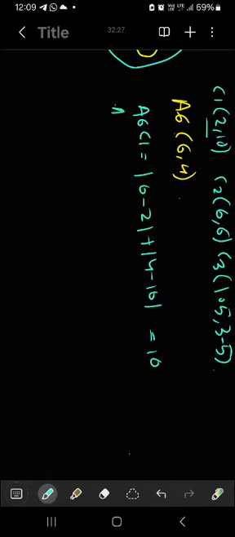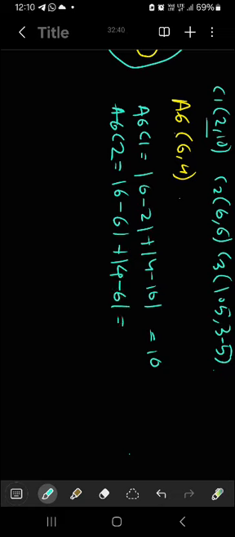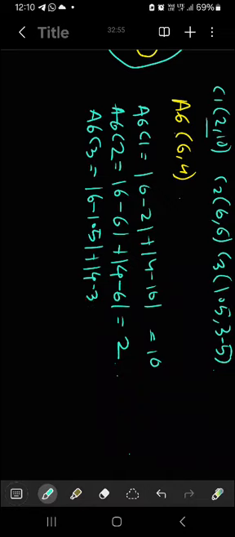Now A6 with C2. Let's check A6 with C2. It is basically |6 minus 6| plus |4 minus 6|. 6 minus 6 is 0, and 4 minus 6 is, no, 2, right? So it is basically 2. And then A6 with C3: |6 minus 1.5| plus |4 minus 3.5|. 6 minus 1.5 is 4.5, and this is 0.5. So it is basically 5.